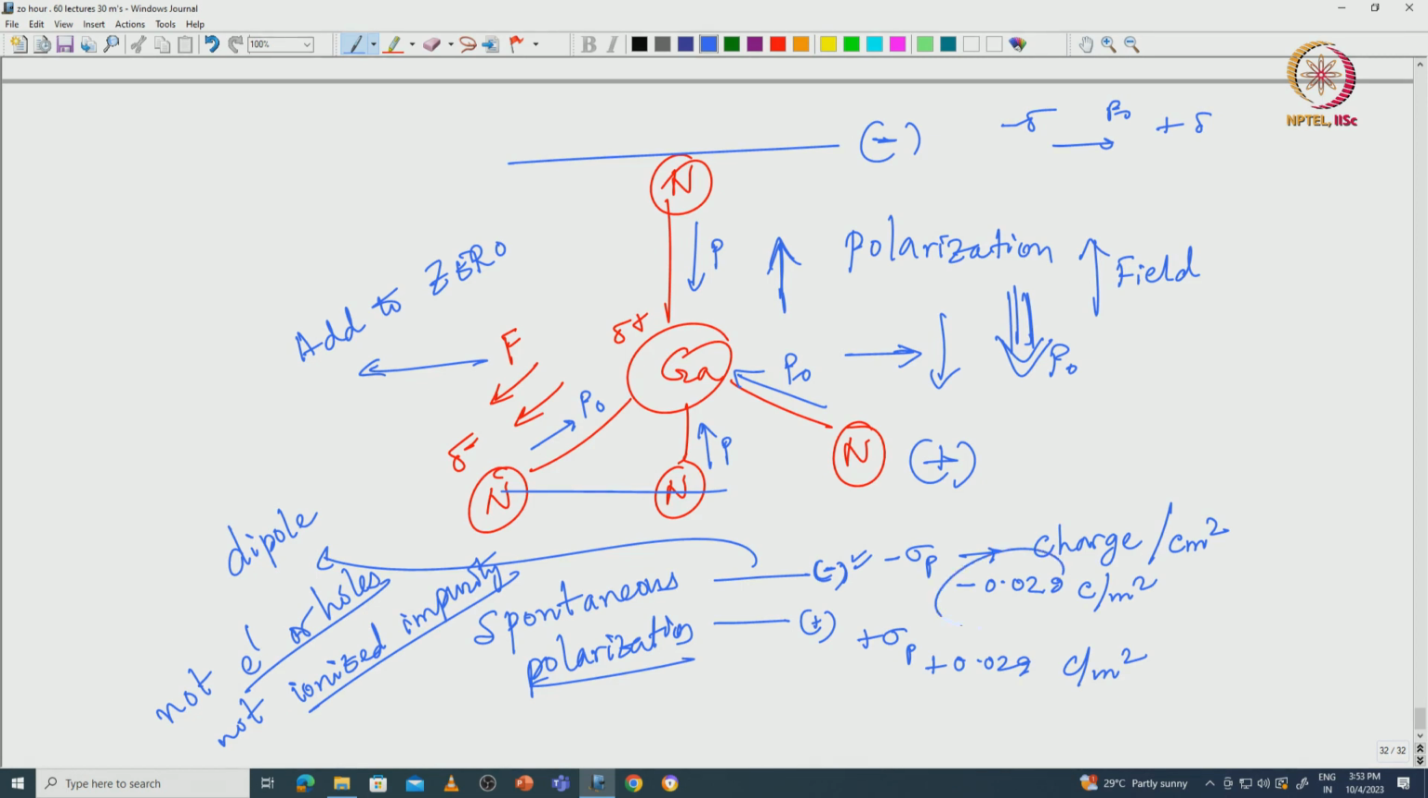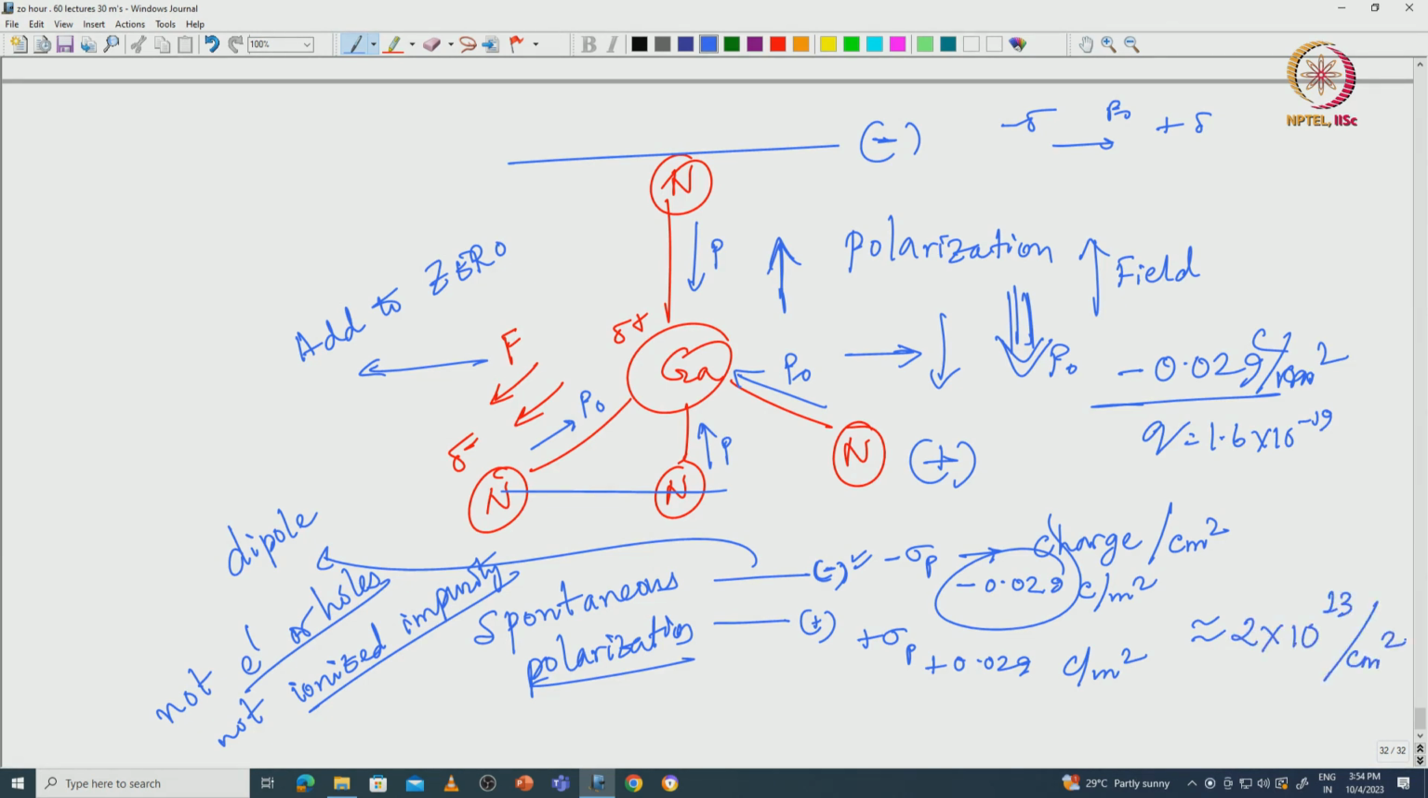But I can say that this charge of 0.029 coulomb per meter square, what is it equivalent to in terms of number of electrons? If there were electrons, how many electrons would accommodate this charge? So you have to divide by the charge of the electron, Q, which is 1.6 into 10 to the minus 19 coulomb. If you do that, it comes to around 2 into 10 to the power 13 per centimeter square. That is a very large number of electrons per unit area.